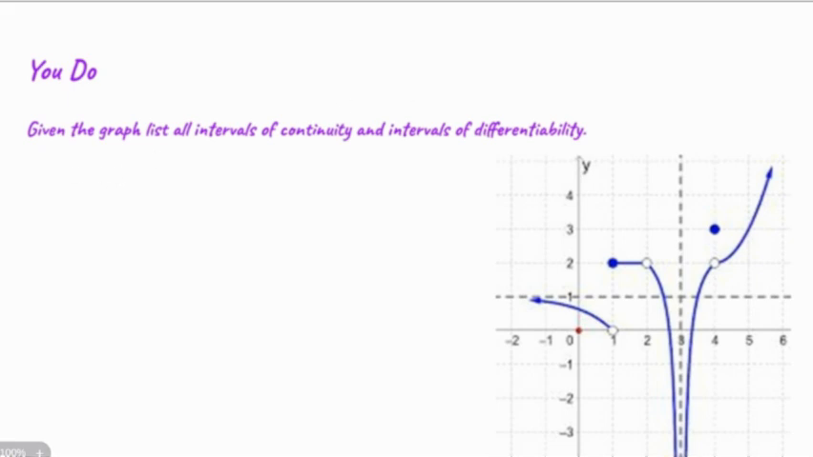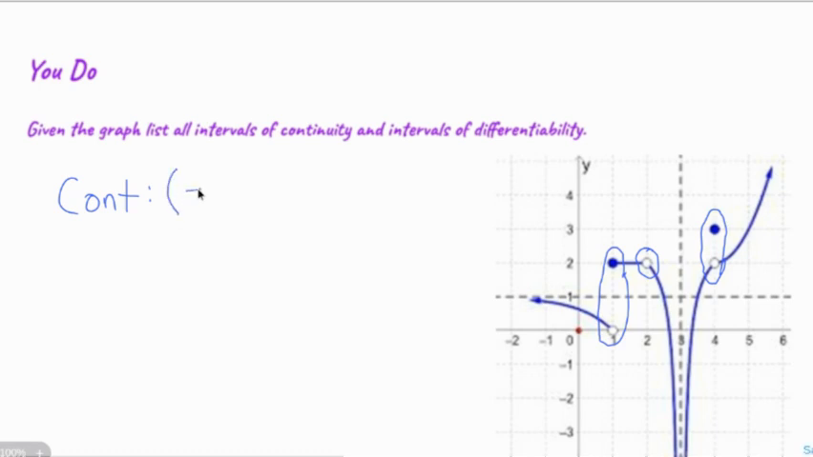All right, last one. Here we go. We've got continuity. Where are our discontinuities? We've got one at 1, one at 2, a vertical asymptote at 3, and one at 4. So we've got 1, 2, 3, 4 discontinuities. So we're going to have 5 intervals of continuity.